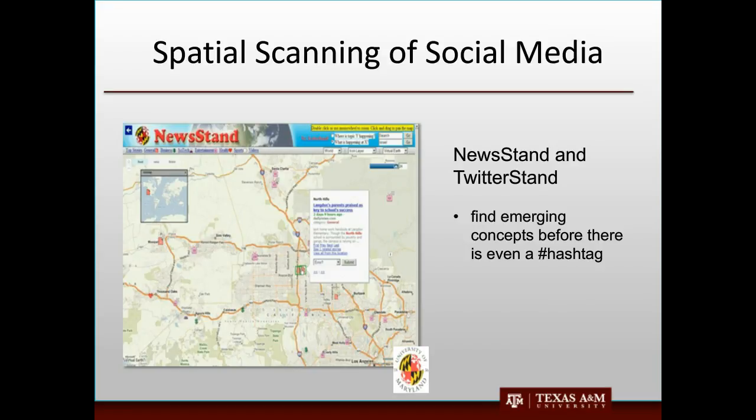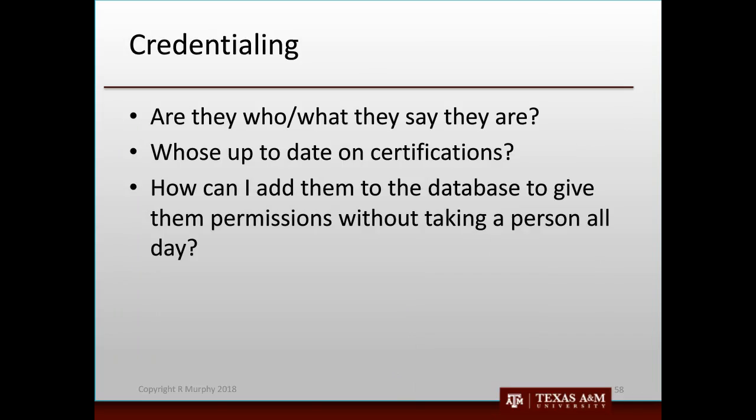We can never predict what their hashtags are. We know that. But what is it so that we can figure out what's going on? Again, we get back to credentialing. This is a big deal. Are the people showing up to disaster who they say they are? If they show up, are they up to date on their certification?